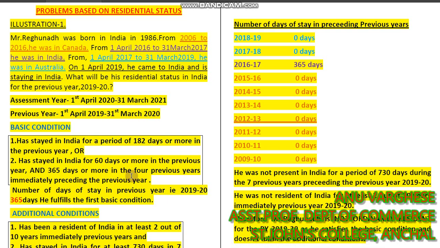So the first step is we have to identify whether the assessee is resident or non-resident, leaving aside ordinarily resident and not ordinarily resident cases. For that we have to check the basic condition. So what is the basic condition? First one, has stayed in India for a period of 182 days or more in the previous year, or he should stay in India for 60 days or more in the previous year and 365 days or more in 4 previous years immediately preceding the previous year.